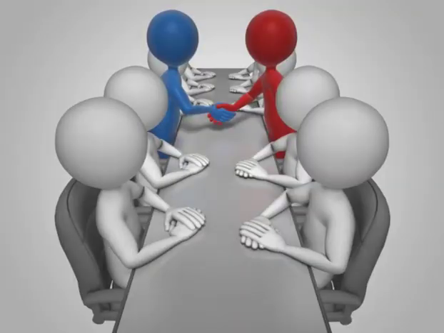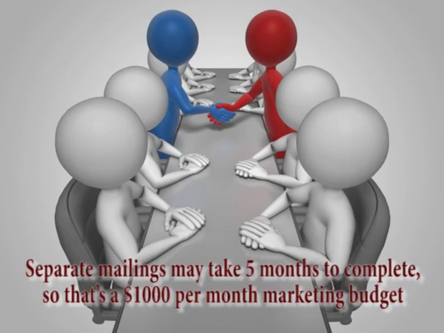that you will schedule a minimum of 10 separate mailings for a total cost of $50,000, which is $5,000 per mailing times 10 mailings. Now that's only $5,000 per business owner, and they can pay that on a per mailing basis. 10 separate mailings may take 5 months to complete, so that's a $1,000 per month marketing budget.